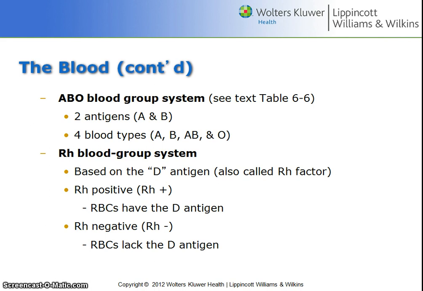Okay, so there are two big blood group systems. The ABO blood group system: you have four blood types, A, B, AB, and O. The two antigens, of course, are A and B. O-type blood simply means you don't have either A or B antigens. The RH blood group system is based on the D antigen, also called RH factor. You can be RH positive, meaning you do have the antigen, or RH negative, meaning you lack the antigen.